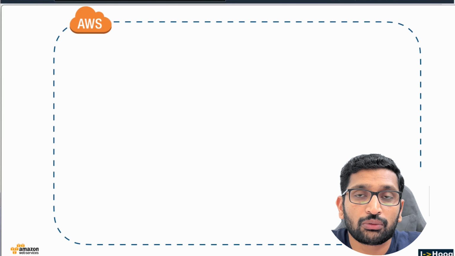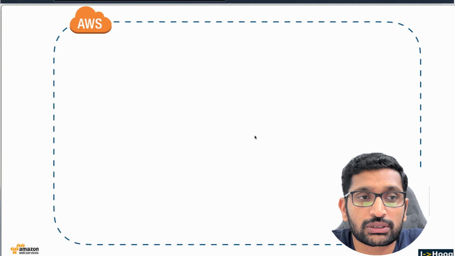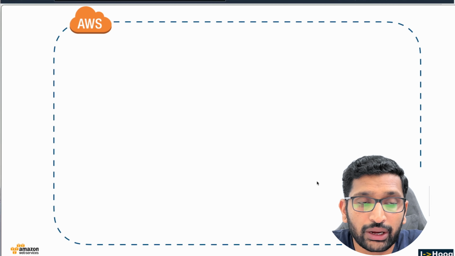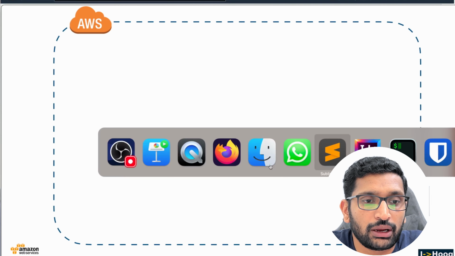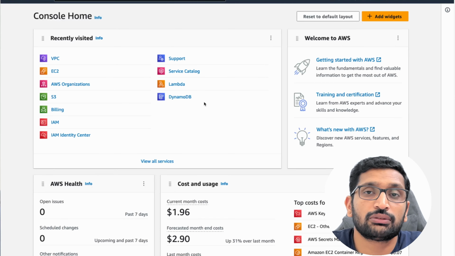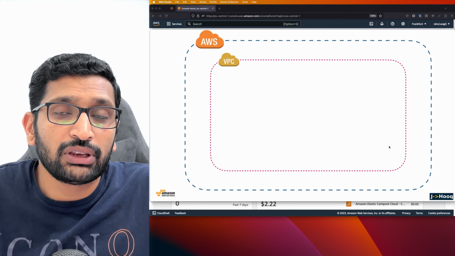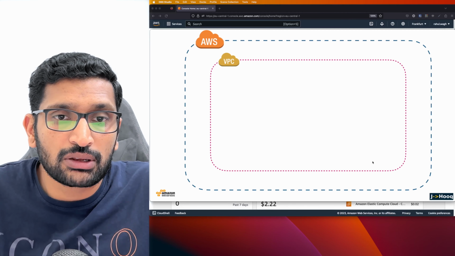All right, so now we know what we need to do. Let's first start with our first block, which is our AWS account. So this is our AWS boundary. If I go back to my AWS console over here, you can see this is my AWS account. So that's our first building block: you need to have an AWS account. Secondly, we need to create a VPC. So this is our VPC boundary.